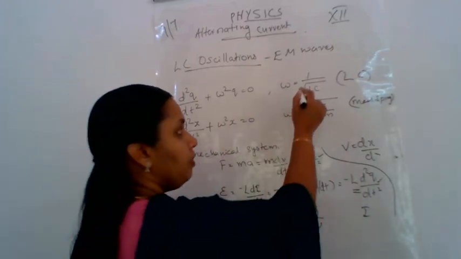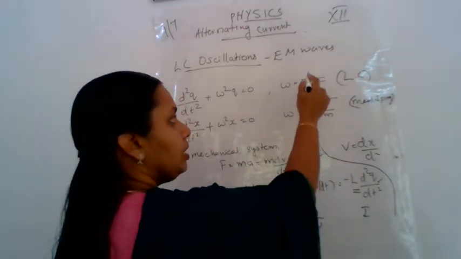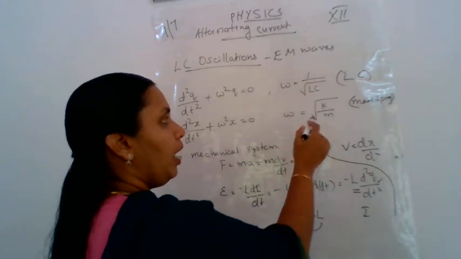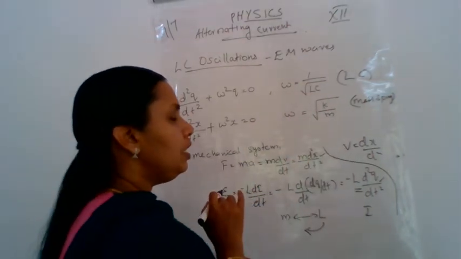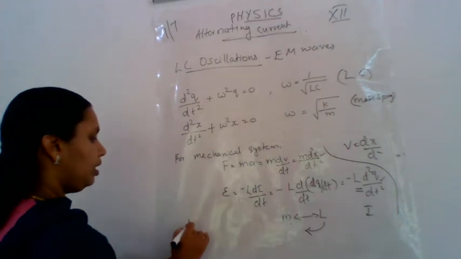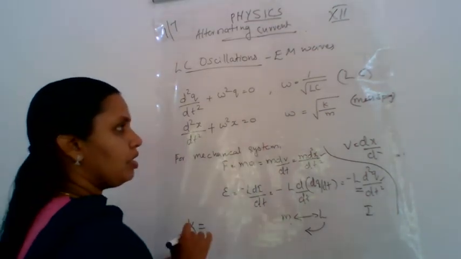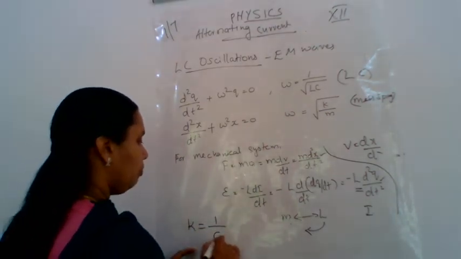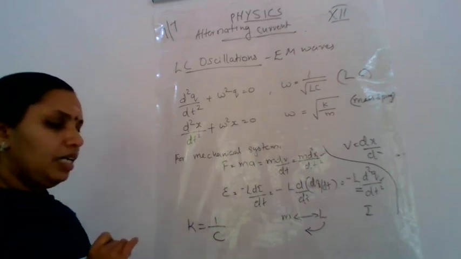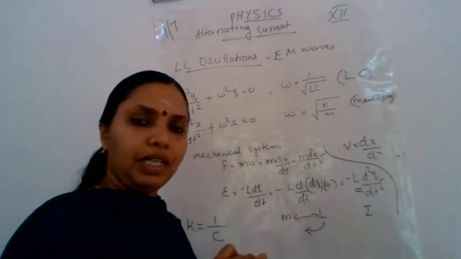Comparing with this equation, here omega is equal to 1 by root LC and omega is equal to root K by M. So the equivalent to this spring constant K, what is it? It is 1 by C. Spring constant, it is 1 by C, isn't it?